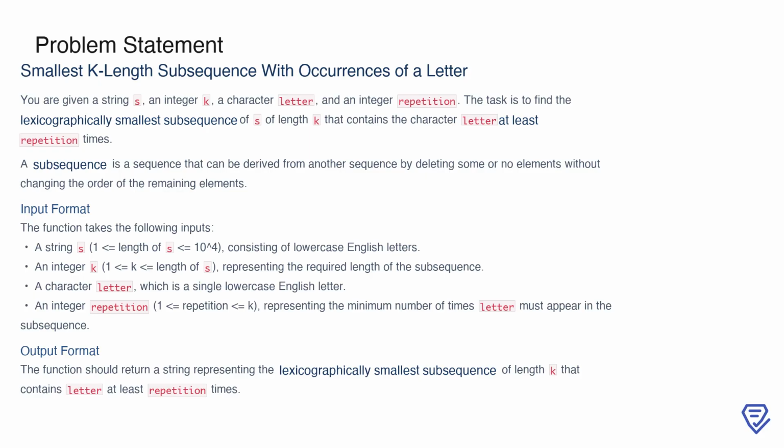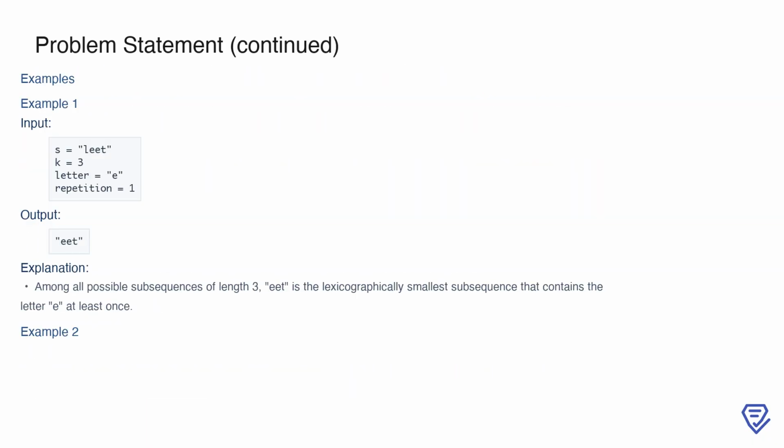To solve this, our output must satisfy all the given constraints. The subsequence has to be exactly k characters long, include the letter at least the specified number of times, and be lexicographically smallest, meaning it must be the smallest in dictionary order compared to all other valid subsequences. The problem ensures that the input is well defined, so we won't encounter cases where the conditions are impossible to satisfy. Let's explore an example to understand the problem better.